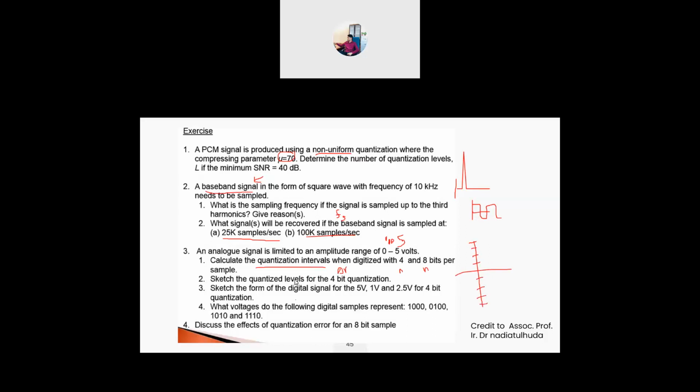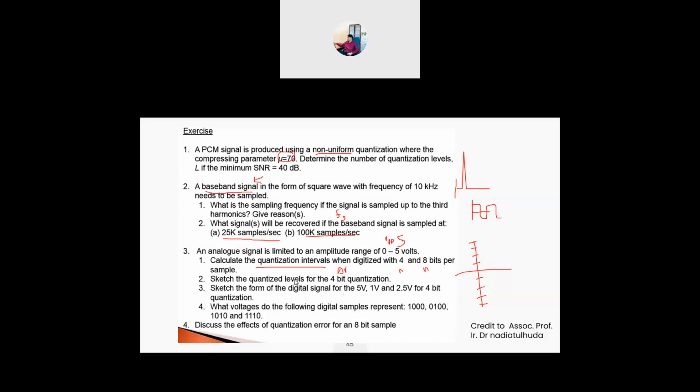Sketch the form of the digital signal for the 5 volt, 1 volt, and 2.5 volt for 4-bit quantization. So it means they give you an n equals to 4 system. So you're going to have 2 to the power of n, 2 to the power of 4, which is 16. Okay, you're going to have 16 quantization levels.